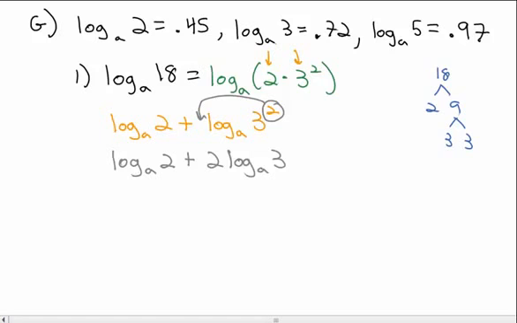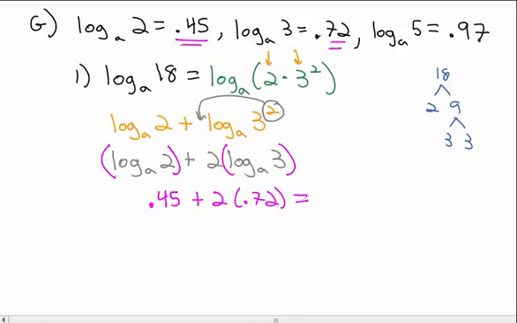And now we're able to calculate what this equals. Because we know the log of 2 is 0.45. Plus 2 times, we know the log of 3 is 0.72. So the log of 18 is 0.45 plus 2 times 0.72, which is 1.89. We've now calculated what the log of 18 is.